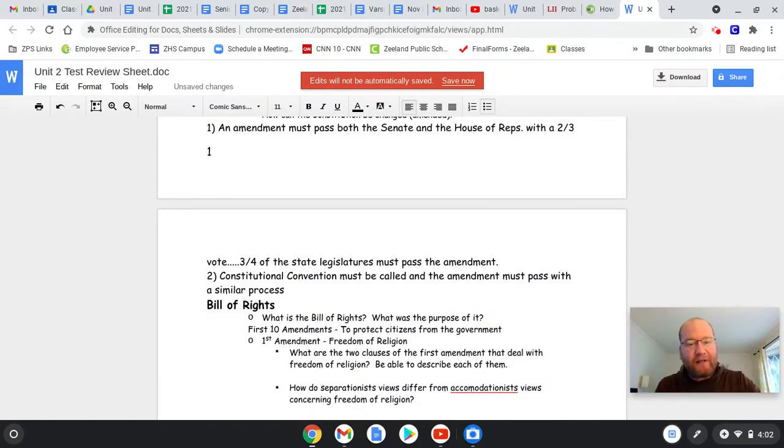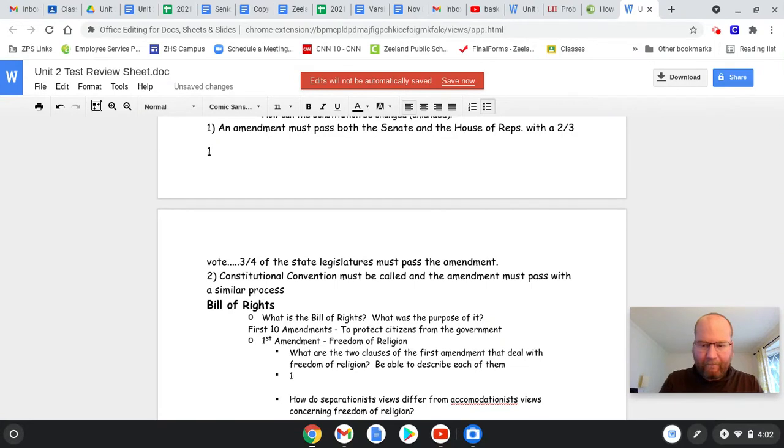The First Amendment, remember those 5 things in the First Amendment, which I think we know most of those. But here, this question asks, what are the 2 clauses of the First Amendment that deal with the freedom of religion? Be able to describe them. Remember, first we've got the free exercise clause. Citizens can exercise. Remember, exercise, just they can perform, they can do any religion or none at all.